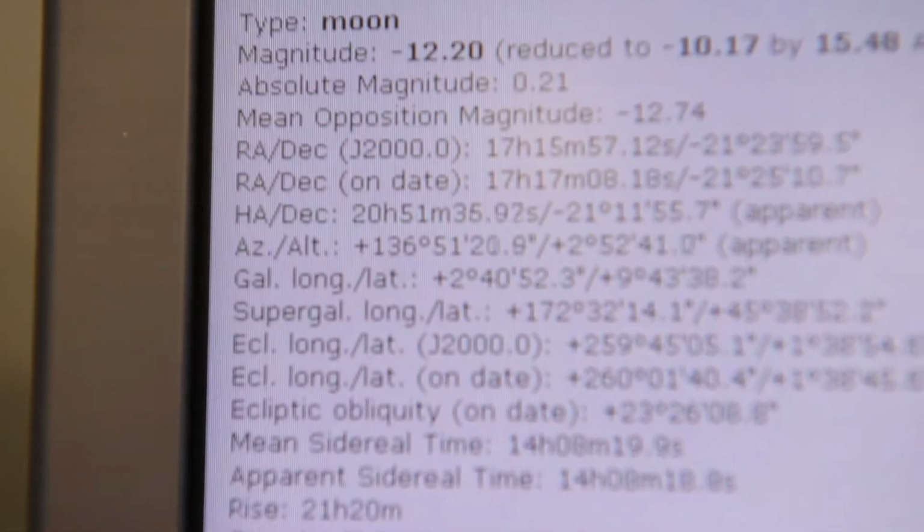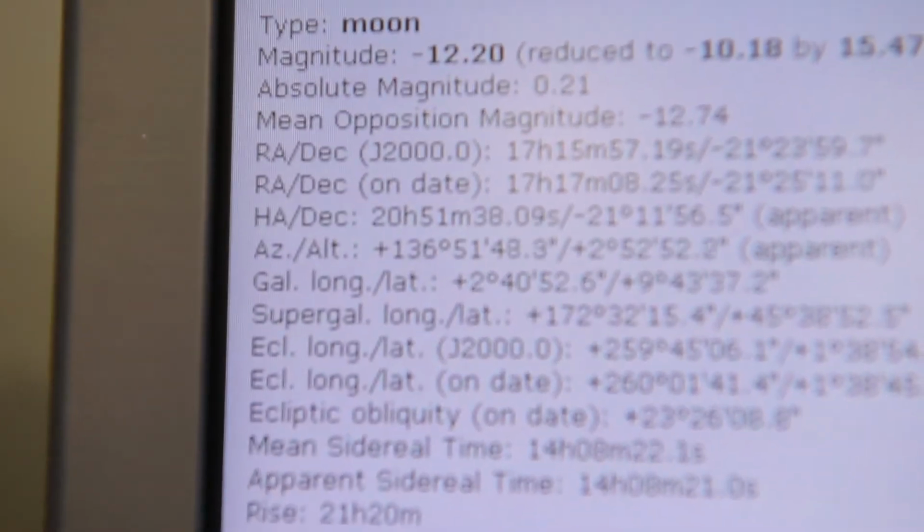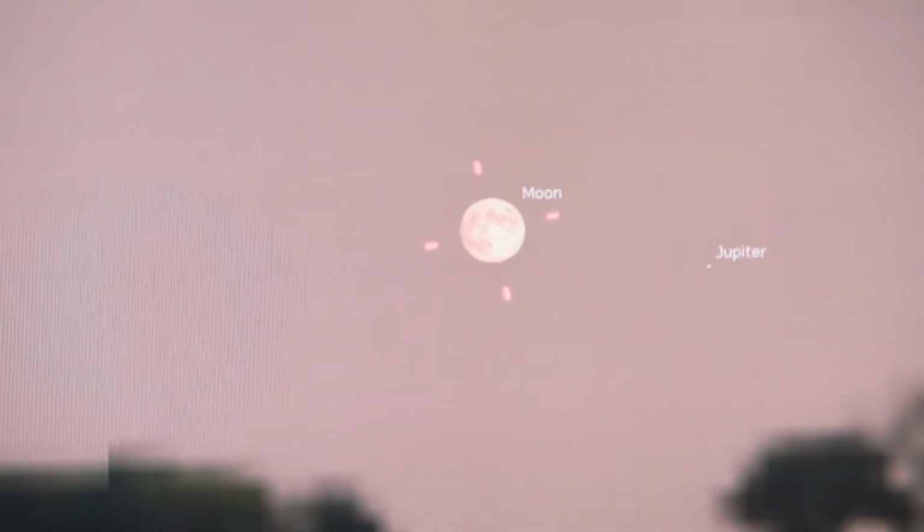This eclipse is only going to last about 10 minutes, but the important information I want is the azimuth and altitude. I know there's a lot of information here, but you see it says 376 degrees and it's going to be 2.5 degrees high in the sky. As time goes on, the moon will get higher and it will also change direction. So if I just move it a few minutes.